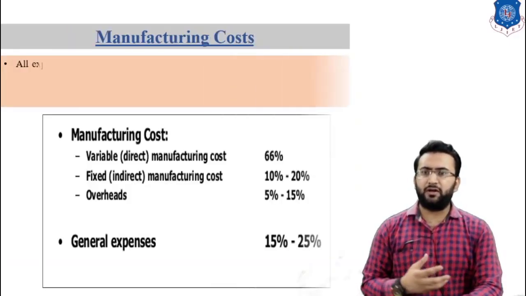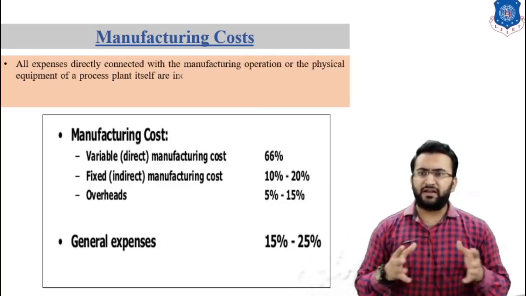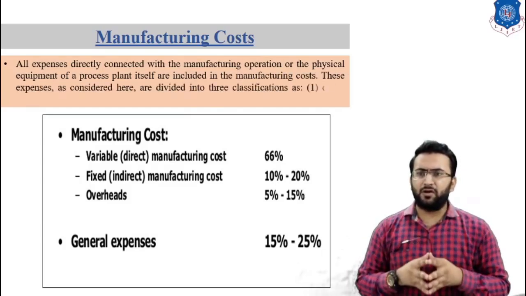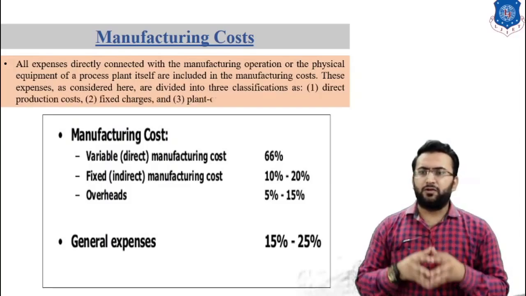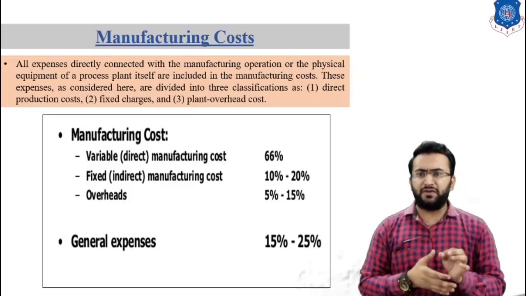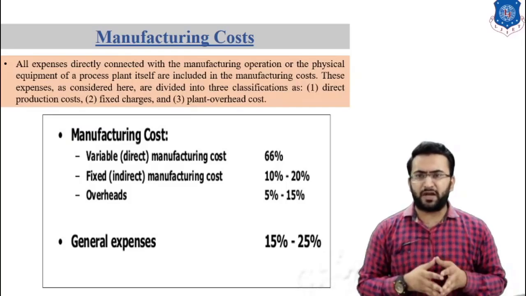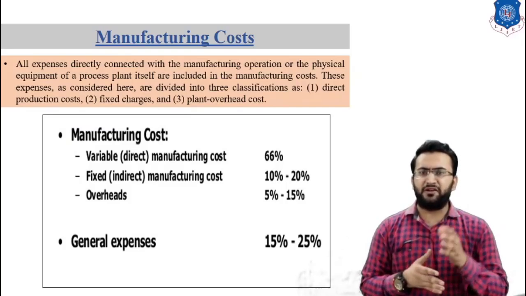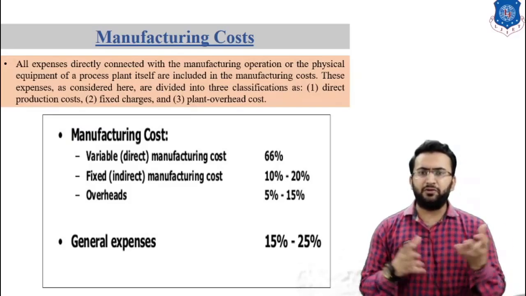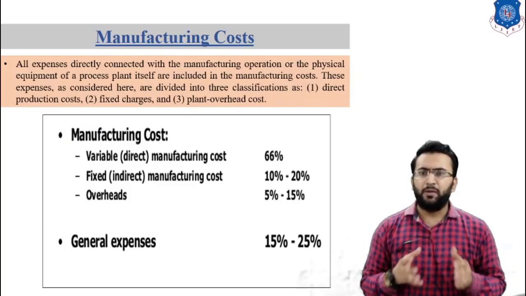Now let's talk about the manufacturing cost. As discussed previously, total product cost can be categorized as manufacturing cost and general expenses. So what is the meaning of manufacturing cost? All expenses directly connected with the manufacturing operation or the physical equipment of the process plant itself are included in manufacturing cost. These expenses are divided into three classifications: direct production cost, fixed charge, and plant overhead cost.